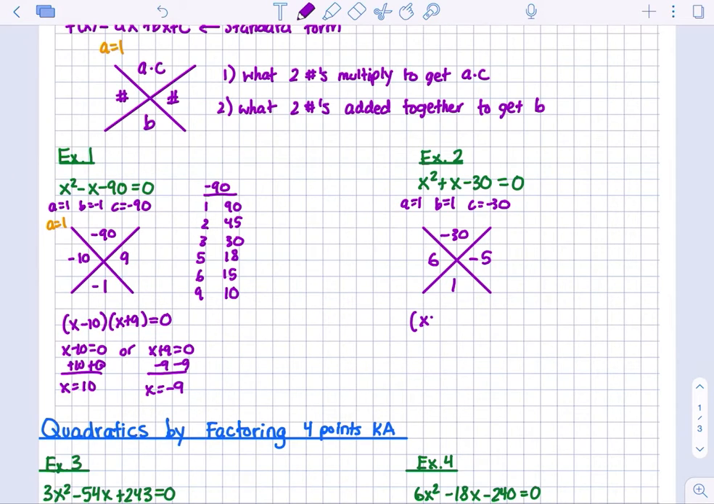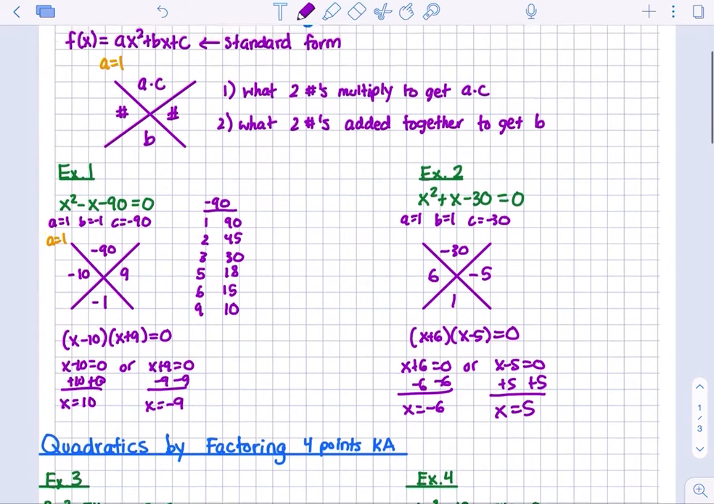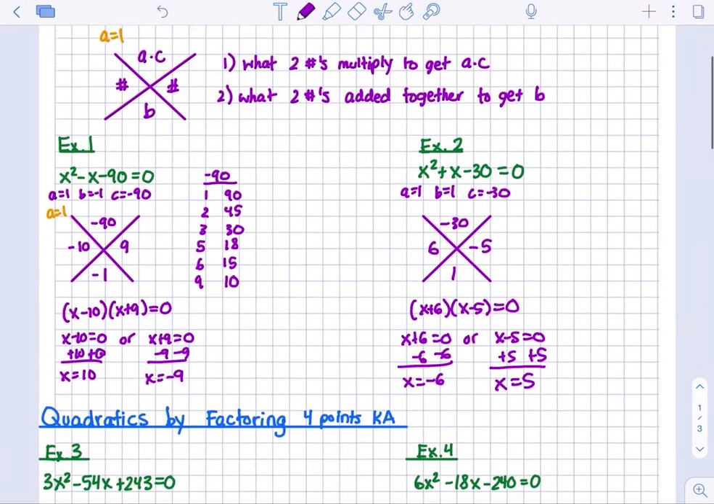x plus 6, x minus 5 equals 0, and now you just solve. x plus 6 equals 0, or x minus 5 equals 0. Subtract 6 from both sides, x is negative 6, and add 5 to both sides, x is equal to 5. And those are your two answers. So that will be the type of problems you will see for the first go around.